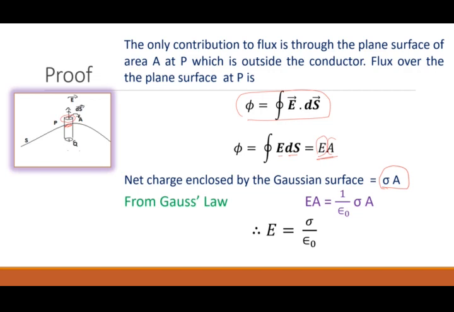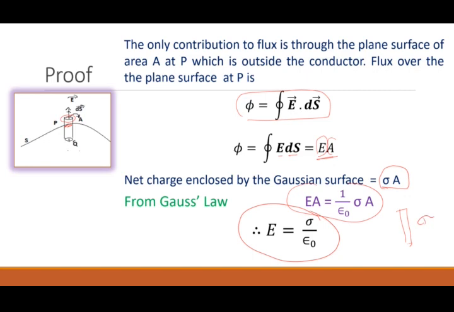From Gauss law, EA, that is the total flux, is equal to 1 by epsilon naught times the charge contained within the closed surface, and that is sigma A. And doing some massaging to this equation, I will get E is equal to sigma by epsilon naught. Observe that it is double compared to just a plain sheet containing the surface charge density sigma.